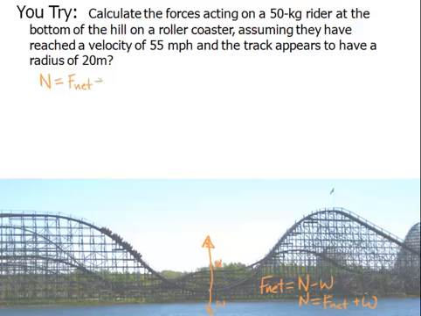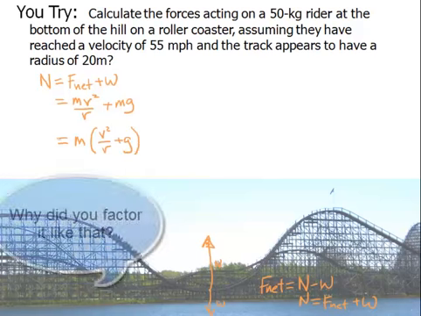So the normal force is the net force plus weight. In this case, the net force is equal to the centripetal force formula, which is mv squared over r. And the weight is equal to mg. We can factor out the m, and we get a formula: v squared over r plus g, times the m. That's equal to the force that the rider experiences.